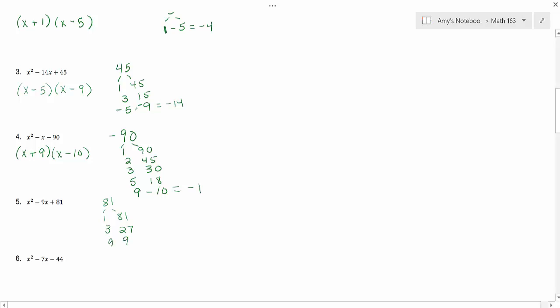So what factors would add up to a -9? Well, 1 and 81 are not going to work. 3 minus 27 will give you a -24, and 9 minus 9 gives you 0. So there are no factors here that add up to a -9. So this is prime, and I'm sure you learned in Algebra 2, when you cannot factor a trinomial, what you do is we use what we call the quadratic formula.